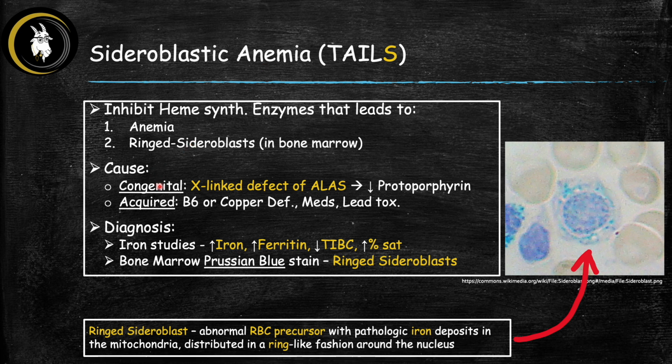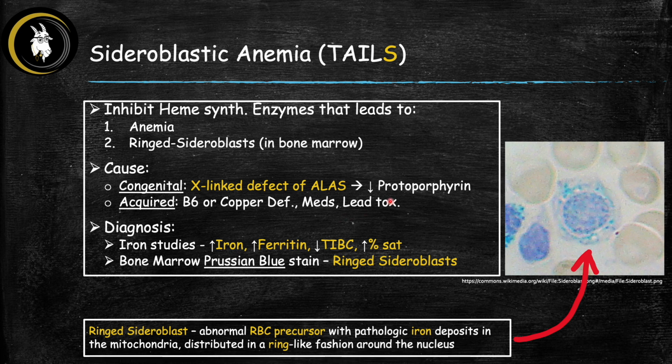For causes of sideroblastic anemia, we have congenital, which is the one that we talked about, the ALAS or ALA synthase deficiency. This is an X-linked defect, and this is going to lead to low levels of protoporphyrin because we're essentially inhibiting step one of protoporphyrin synthesis. But there are also acquired causes of sideroblastic anemia, right? Things that can inhibit heme synthesis enzymes, for example, B6 or copper deficiency, because these guys are needed for those heme synthesis enzymes to work. Some meds can poison those enzymes and cause them to stop working. And then finally, lead toxicity.